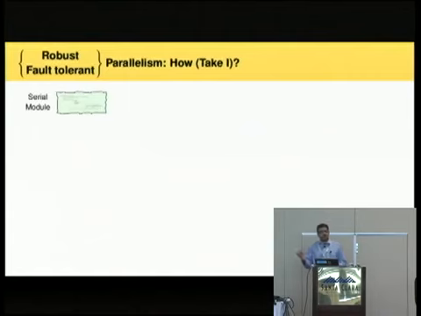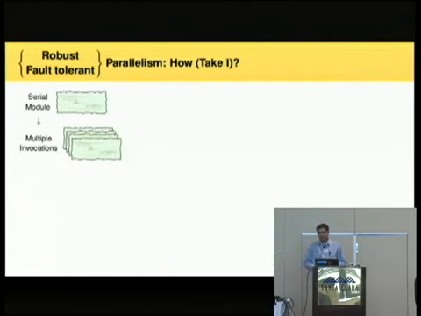So we have a serial module, and we were invoking it, and then after some time, we would have realized that wouldn't it be nice if we could invoke multiple instances of the serial module with different parameters, for example. And so we would essentially like to do something like this. We'd like to have multiple invocations of a serial module.